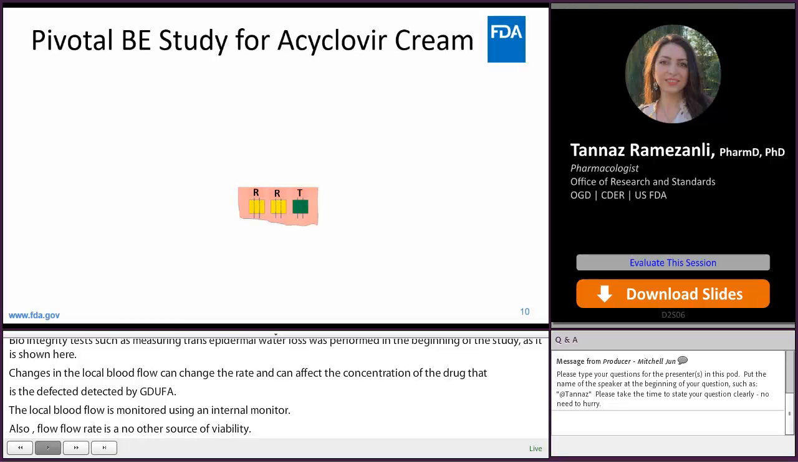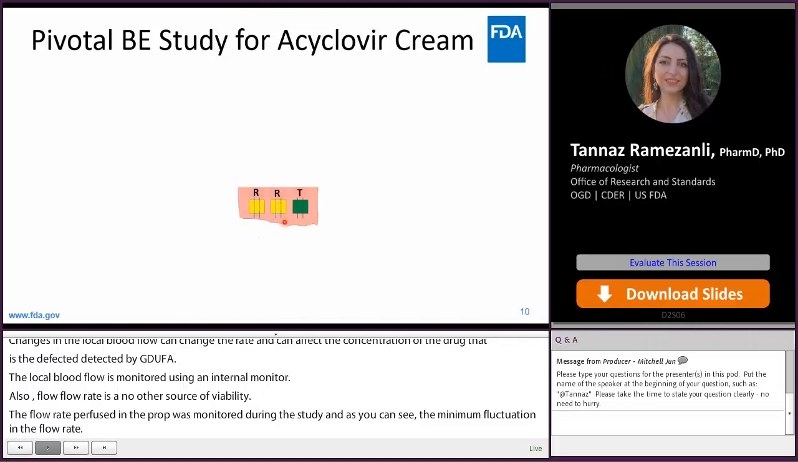One important study that was conducted at UNM Research was a pivotal BE study for acyclovir cream product, where the US reference product was compared to itself and also was compared to a test product that was not expected to be bioequivalent to this reference product based on some in vitro studies.